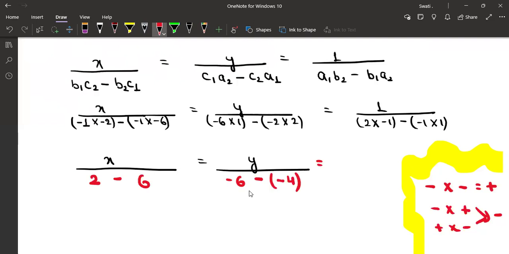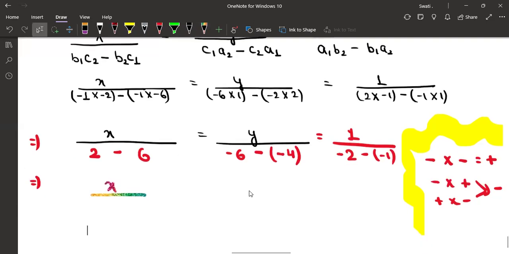Equals 1 upon 2. You sure? Minus 2. You get the answer, but the second term, minus 1, very good. So again, you'll put a bracket because a minus sign is coming again. Okay, can you tell me the next step? x upon 4, you sure? Minus 4.